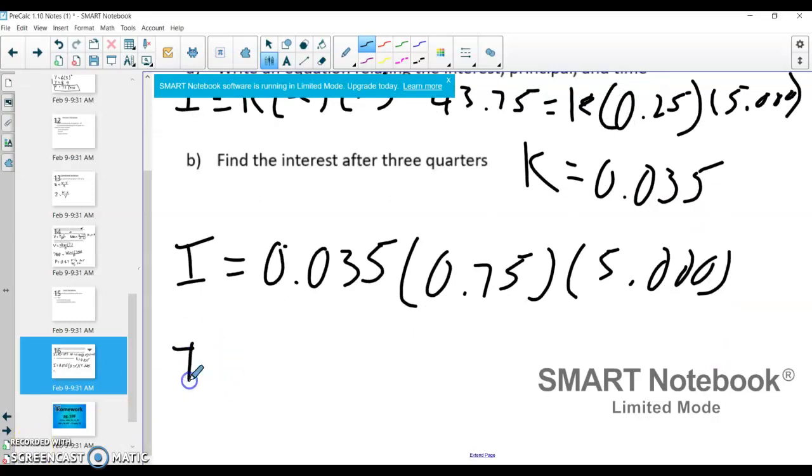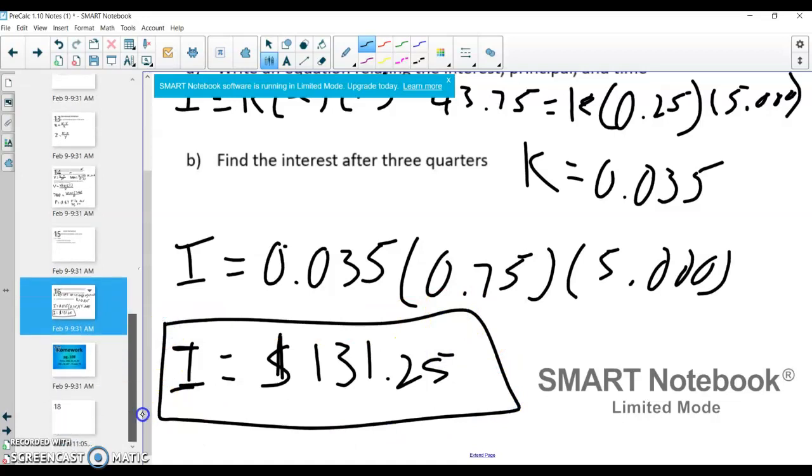After calculating out what my interest is by just multiplying everything, I got that the interest would be $131.25. And that would be my final answer there.